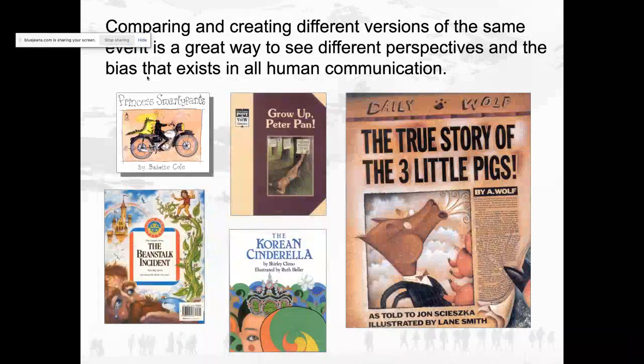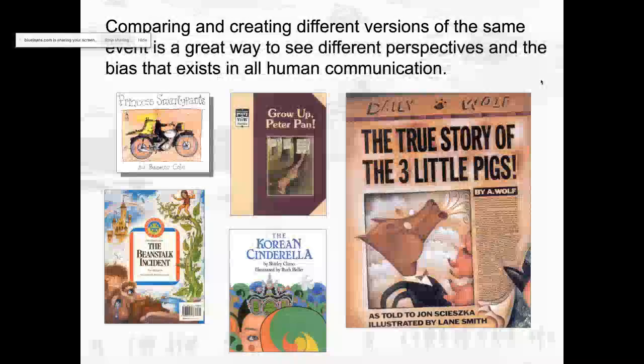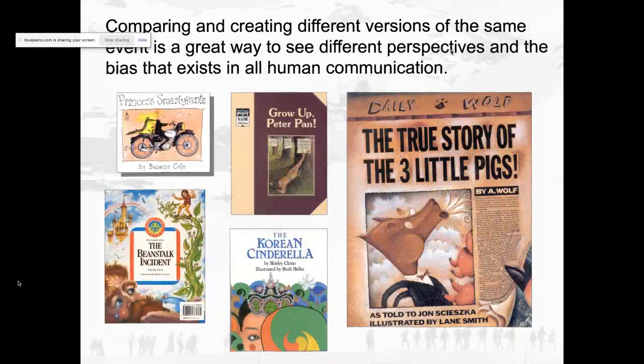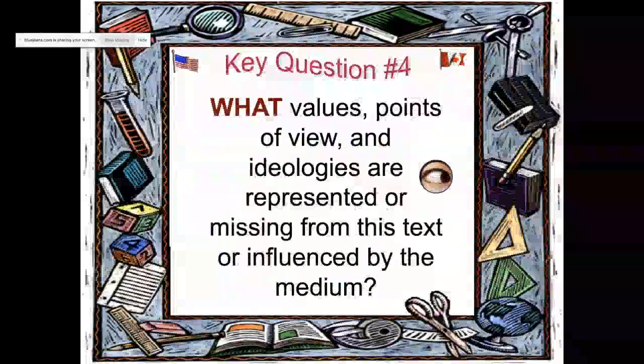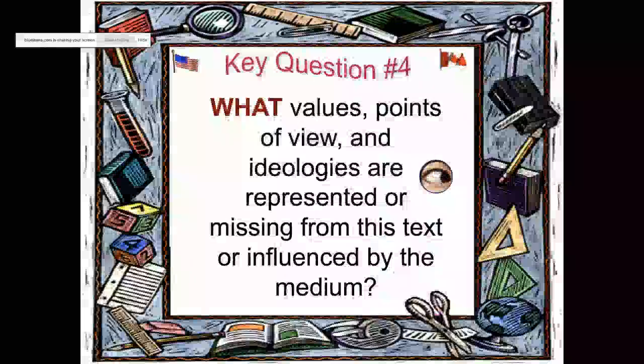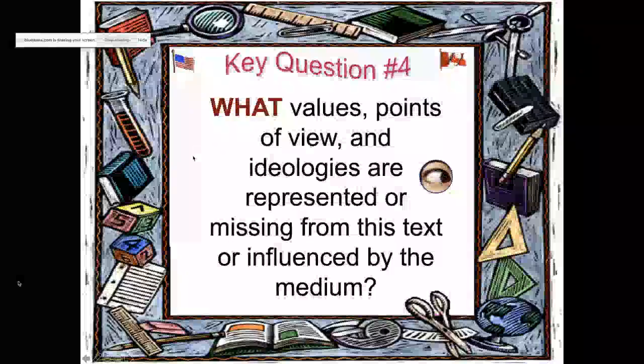And we see this a lot, especially with representations of any marginalized group. We have misrepresentations where they're represented really badly, and we have underrepresentations where they're not being represented and missing from the media. So the question that would go along with this concept is, what values, points of view, and ideologies are being represented, or what's missing from the text or influenced by the medium?